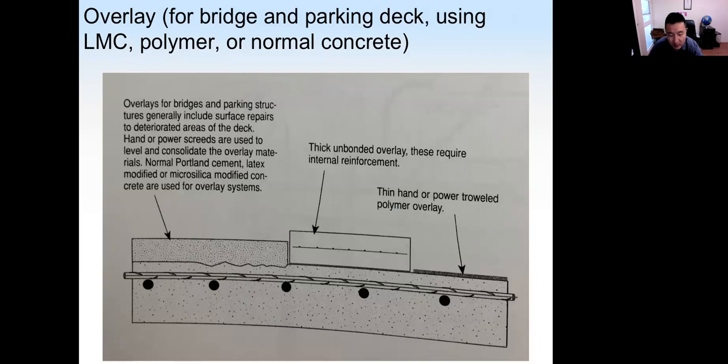The durability is very high. The strength is super high. Also, the concrete has high abrasion resistance due to high strength. But polymer may be susceptible to UV degradation. That's one thing we may worry about.